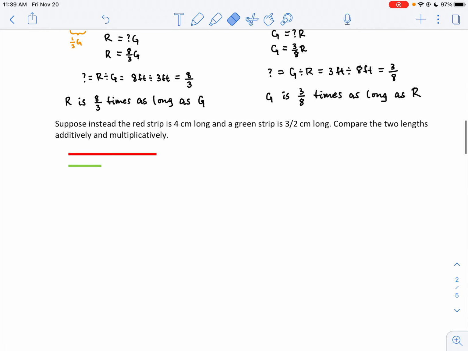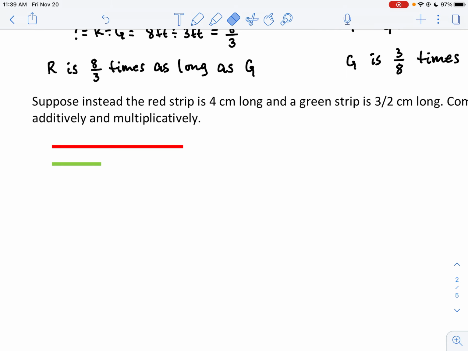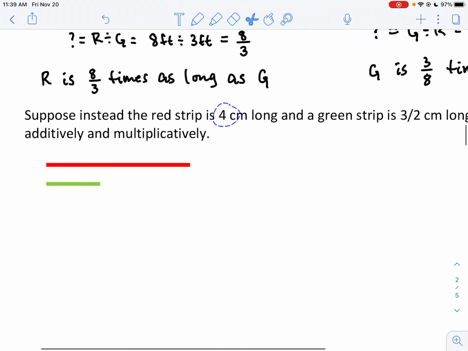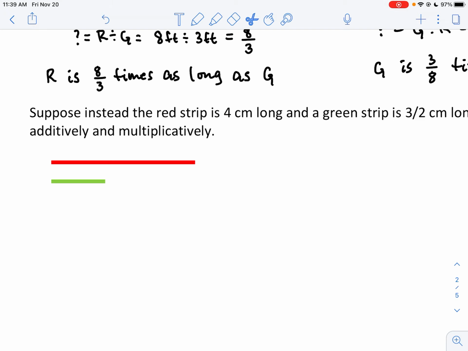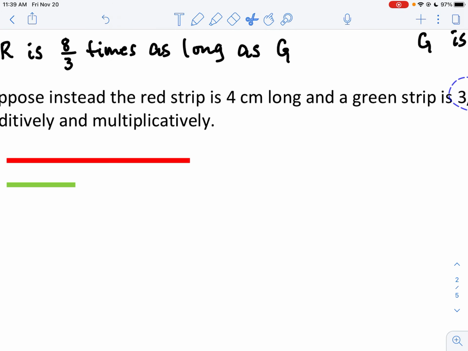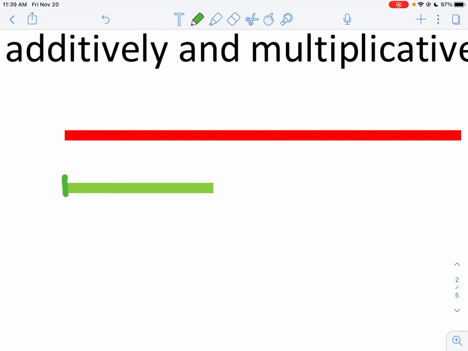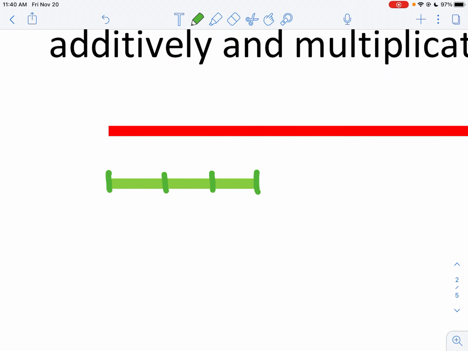Okay, so now we're going to go to two different strips. Suppose the red strip is only 4 centimeters and the green strip is 3/2 centimeters. Well, we're going to do an additive and multiplicative comparison. You can think of the 4 as 8/2. So we have 8/2 here and 3/2 here. So there's still an 8 units to 3 units comparison. So if I were to break this green into 3 equal parts, something like this, it doesn't look awesome, but it's good enough, then each of these parts would be 1/2 of a centimeter.